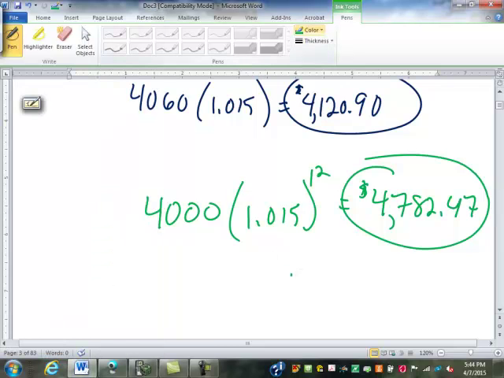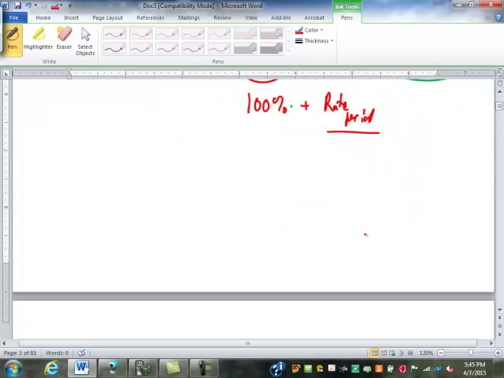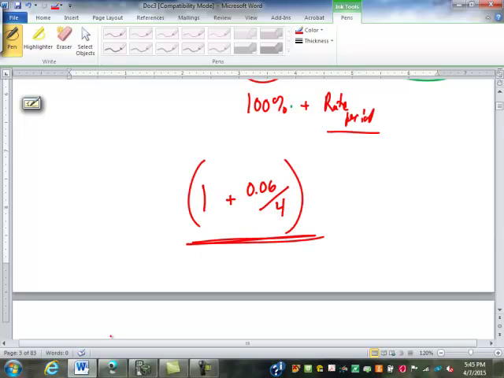Now to make this work a little better, make this a little more universal, we want to understand what's going on right here. What that really is 100% plus our rate per period. The way we would find that is we're just going to take 100%. Instead of 100%, we're going to use the decimal version, which is just 1, plus 6% was our annual percentage rate, divided by how many periods were there in a year? 4, because this one's quarterly. That is where that factor comes from, right there.